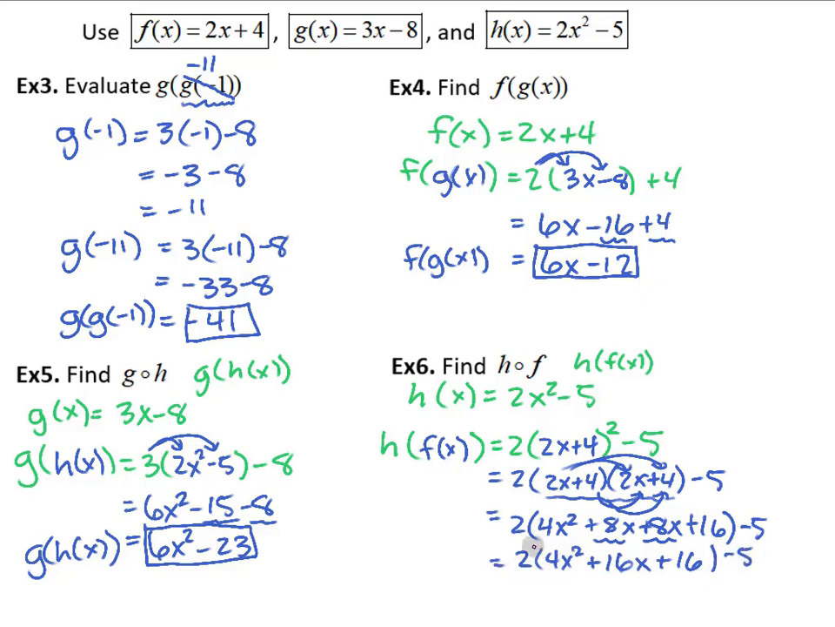I still need to distribute my 2 through everything, so let's do that. That gives me 8x squared plus 32x. And distributing my 2 way over here gives me another plus 32 minus 5. And wow, we're starting to really run out of room at the bottom here. Just barely squeeze it in. We have 8x squared plus 32x. And combining our constants, we get plus 27. So of course it's a little more painful because we had to multiply that polynomial out, or square 2x plus 4. But there's our answer for h of f of x.